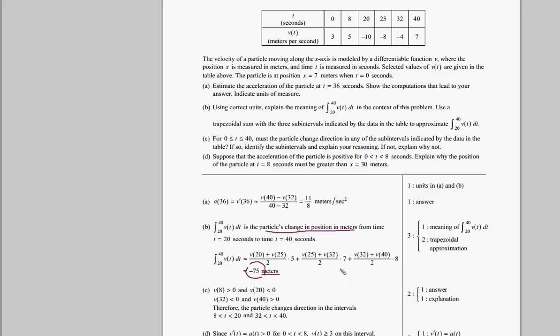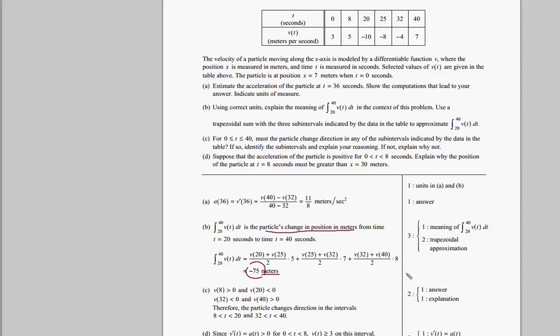And part C, it says over 0 to 40, must the particle change direction in any of the subintervals indicated, or do we know it changes direction? If we do know, explain when that happens. And you know that velocity changes from positive to negative or vice versa at those points where it changes direction. And so we can see that from 8 to 20, it's going to have to equal 0 somewhere, and from 32 to 40, it's going to have to equal 0 somewhere in there. So therefore, the particle changes direction in the intervals from 8 to 20 and 32 to 40.